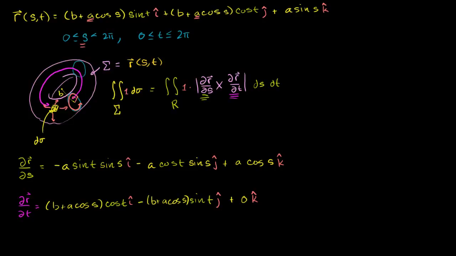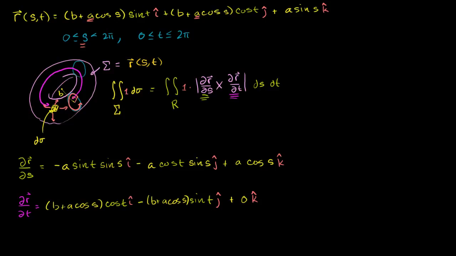Where we left off in the last video, we were finding the surface area of a torus, or a donut shape, and we were doing it by taking a surface integral. In order to take a surface integral, we had to find the partial of our parameterization with respect to s and the partial with respect to t.